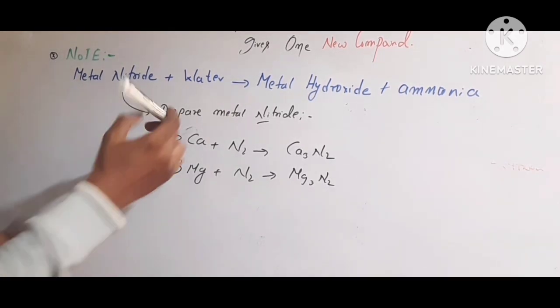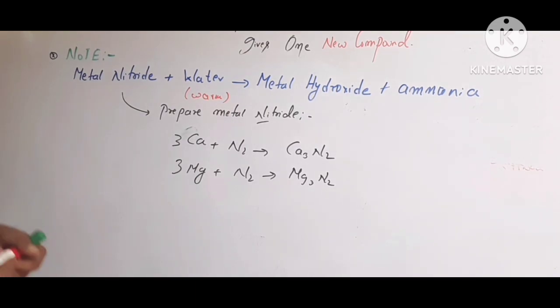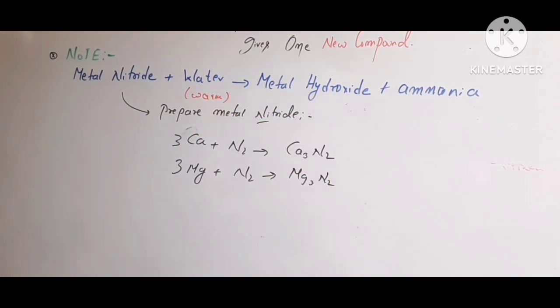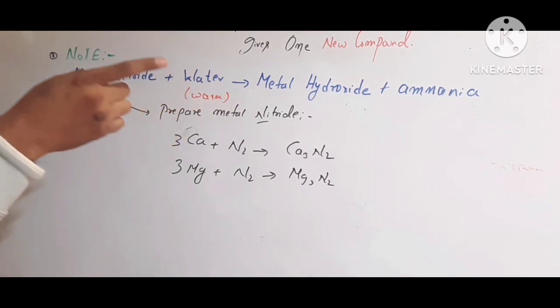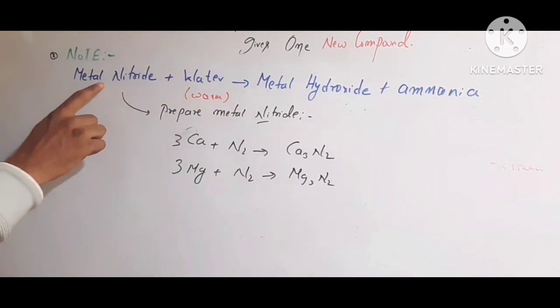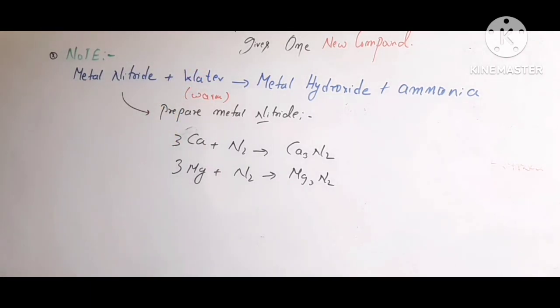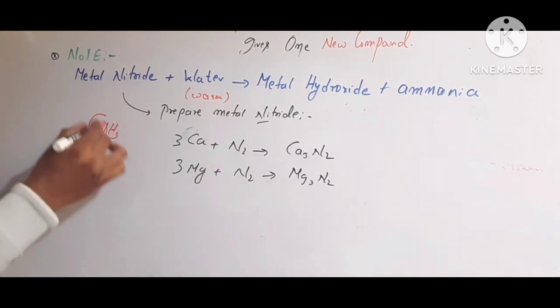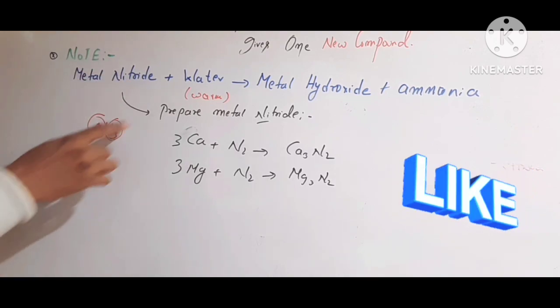We have to use warm water, which gives you metal hydroxide and ammonia. So from here we understood that we are getting ammonia. If they ask you how you will get ammonia, you can write this one. From metal nitride we are going to get it, because nitrogen is there, and hydrogen we will get from water. The ammonia formula is NH3. So to get ammonia we need nitrogen and we need hydrogen. Nitrogen we have in the nitride, hydrogen is in water.